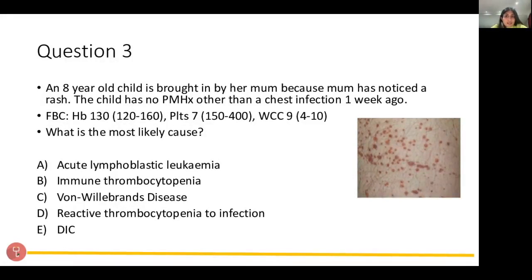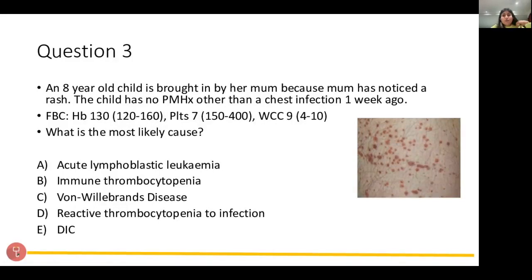So with acute lymphoblastic leukemia, you would expect all of the other bits of the full blood count to be deranged as well. So, you'd usually expect probably an anemia, so low hemoglobin, and you'd expect the white cell count to be very raised. It might be in the 30s, 40s, 50s, etc. Whereas it's normal here. It's only 9. So that's why it's not ALL.